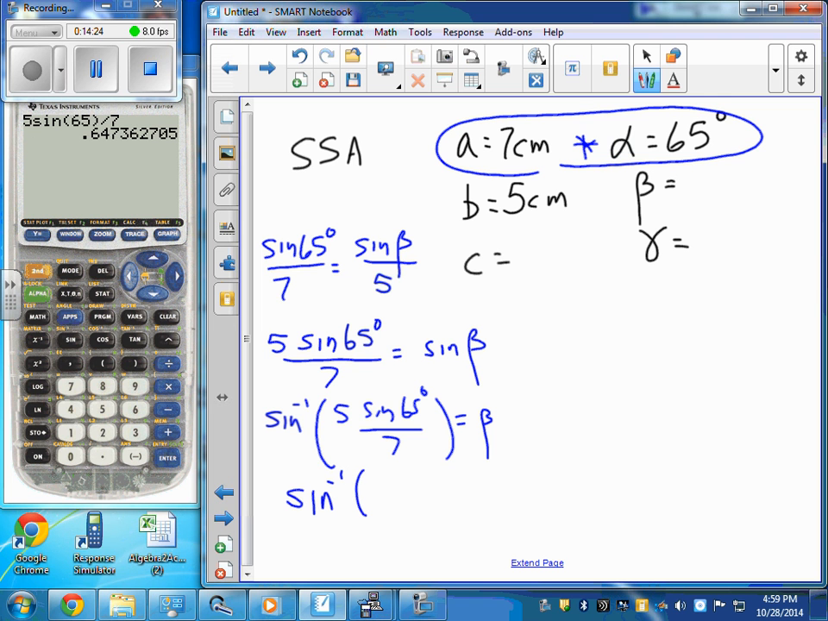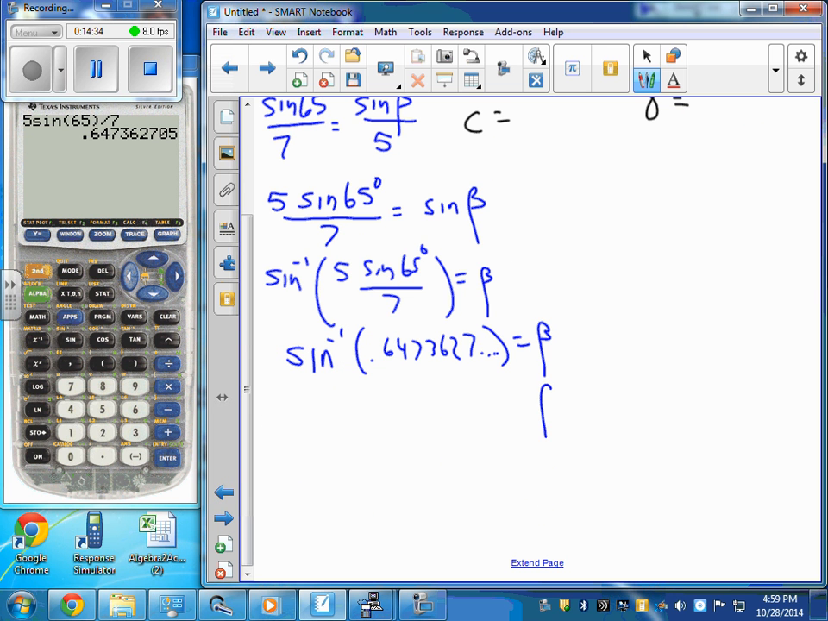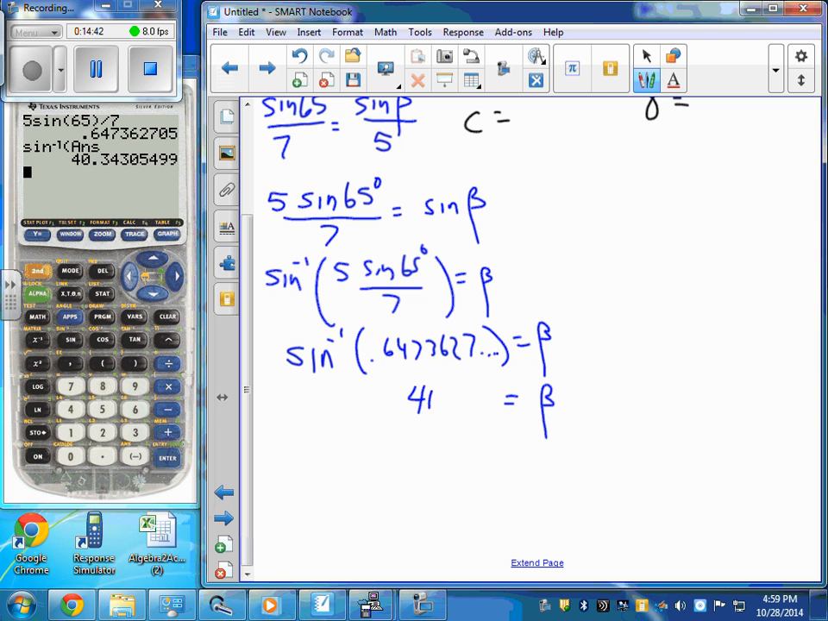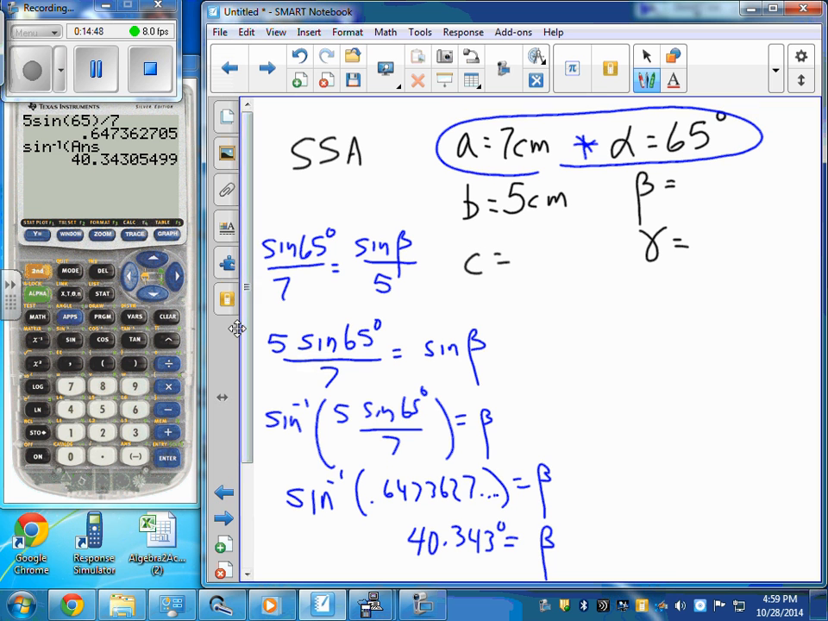We have the sine inverse of 0.647367. Okay, that's what beta is going to be. And so now hitting the sine inverse button, we get beta is equal to 40.343 degrees. And I'll go back up to my chart here. Beta is 40.343 degrees. Now, you might wonder, is there a beta 2? Well, suppose beta 1 was 40.343 degrees.